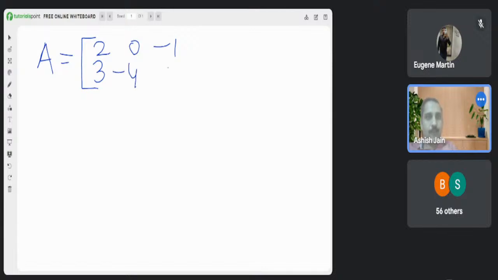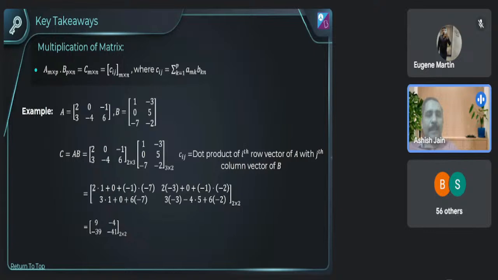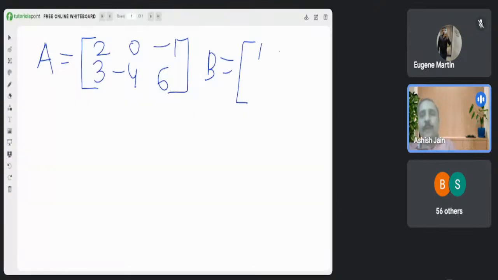3 -4 6. And the value of matrix B is 1 -3 0 5, -7 -2. ठीक है? अब यहाँ ध्यान से देखिए.